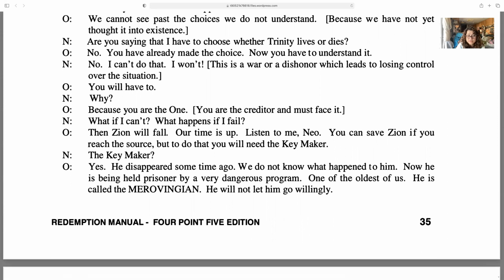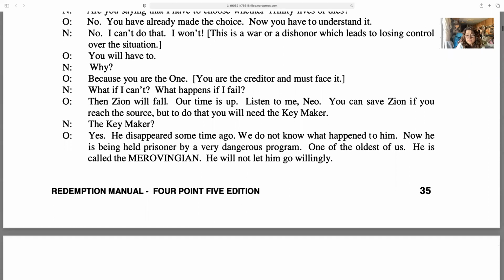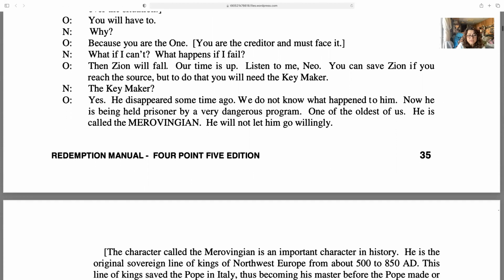Now he is being held prisoner by a very dangerous program. One of the oldest of us. He is called the Merovingian. He will not let him go willingly.